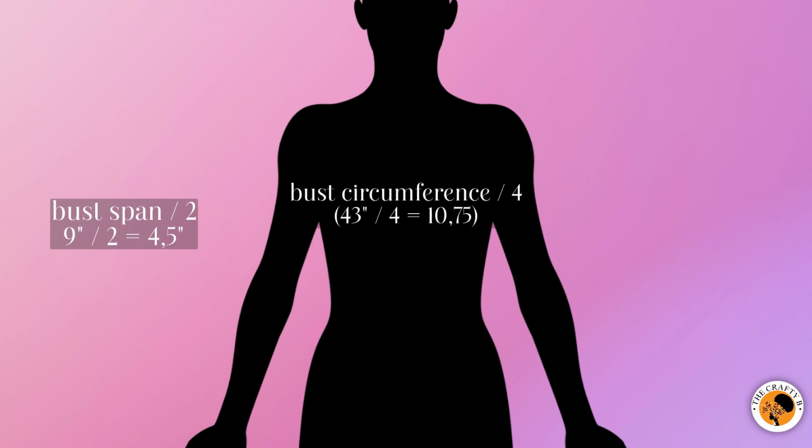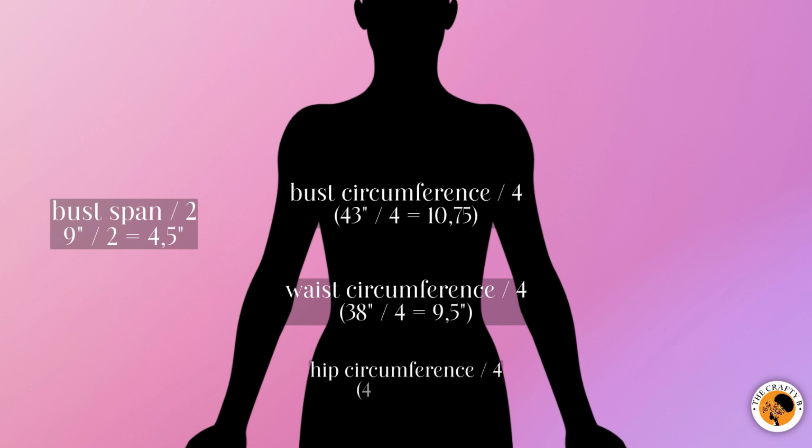And then the bust band we are using is 9 inches, and you are going to divide it by 2. Next, you'll be needing your bust circumference, which you are going to divide by 4. And then we need our waist circumference, which is 38 inches, which you are going to divide by 4. And then our hip circumference, 44 inches, divided by 4.